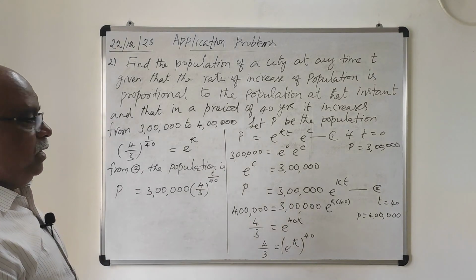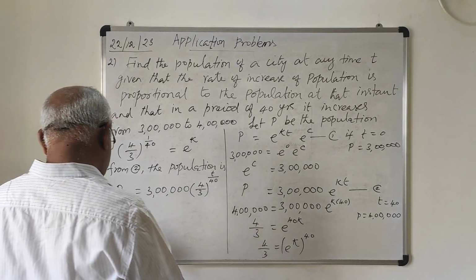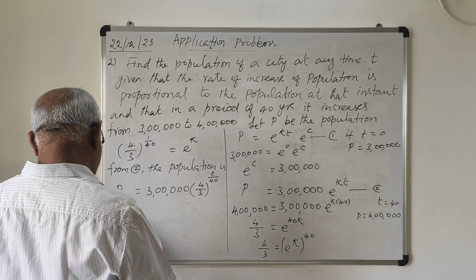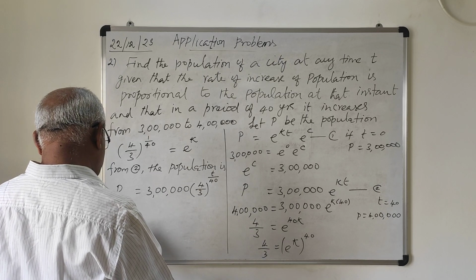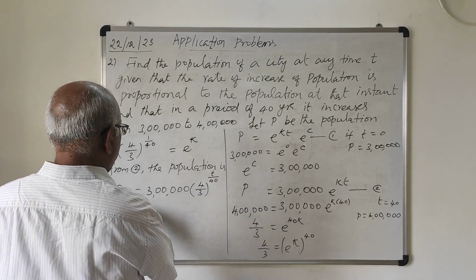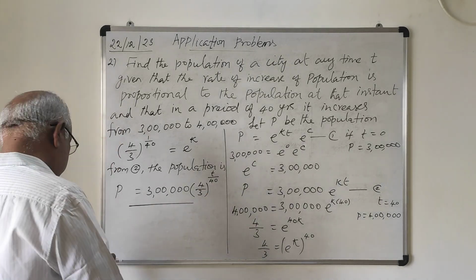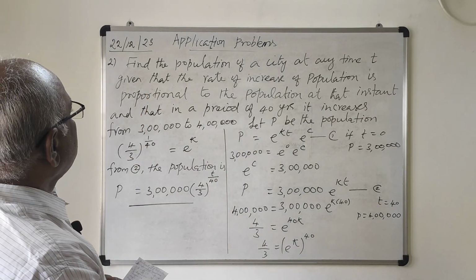So 3 lakhs into 4 by 3 power t by 40 is the required population. That's all about this problem.